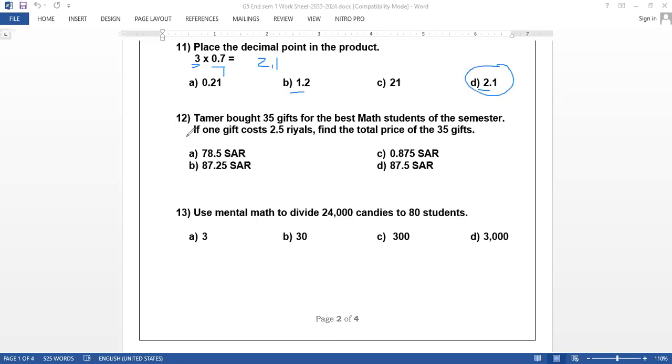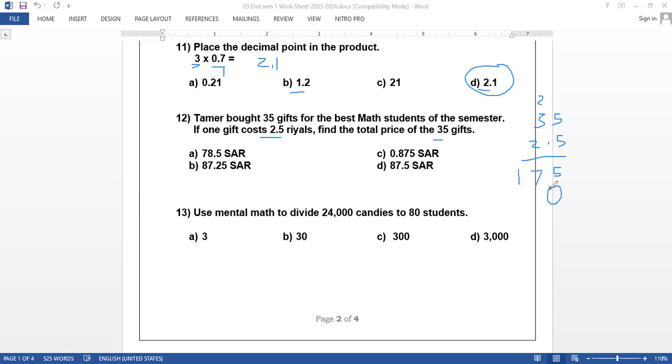Now Tamer bought 35 gifts for the best math students of the semester. If one gift costs 2.5 riyals, find the total price of the 35 gifts. The total number of gifts is 35 and the cost of one gift is 2.5. So I multiply 35 by 2.5. When you multiply a decimal number, you ignore the point and multiply as if there is no point. 5 times 5, 25. 5 multiplied by 3, 15 plus 2, 17.